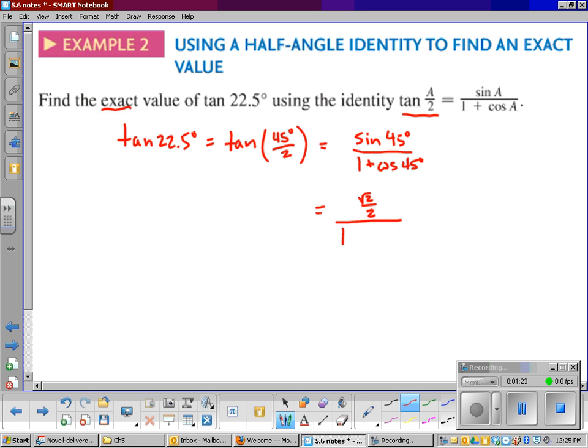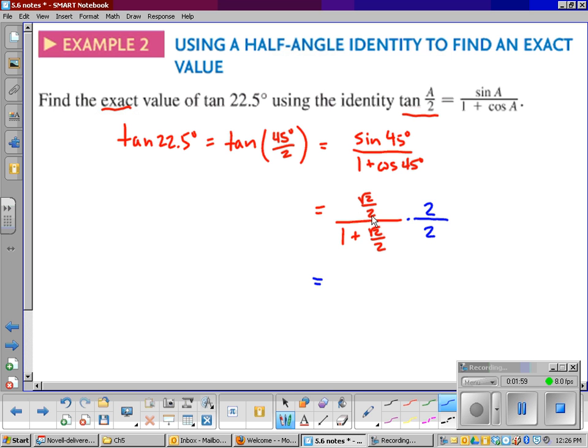And in the denominator, we have a 1 plus, and cosine 45 degrees is the square root of 2 over 2 as well. So we've left the trig behind. When we substitute our values, we have only numbers right here. This time we have a complex fraction with a baby fraction in the top, a baby fraction in the bottom. You can get rid of the complex part of the fraction by multiplying top and bottom of the big fraction by the baby denominators. Both these denominators are 2, so if I multiply the big fraction by 2 over 2, that will clear both of them.